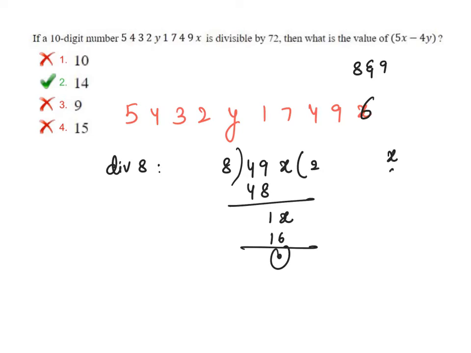x value is 6. Now, divisibility rule of 9. Wherever the sum is 9, you can just cancel it. 4, 3, 2, 9. This is 9. 5 and 4, 9. I am cancelling it.